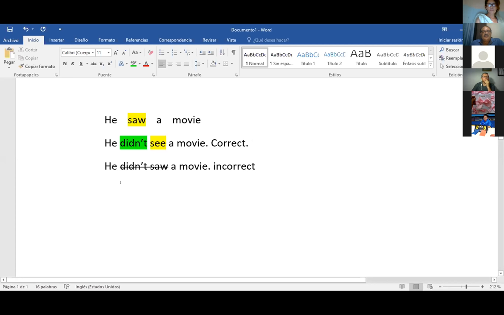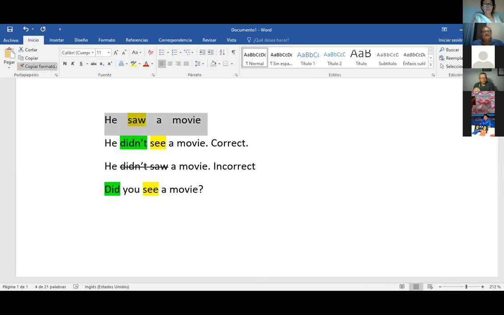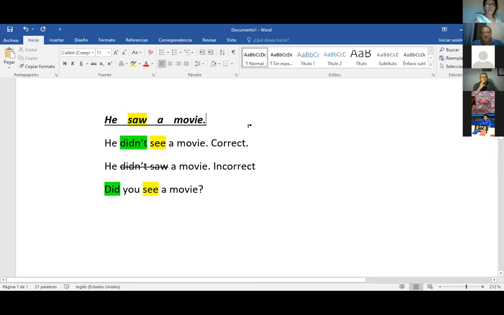When you use the auxiliary verb did, then we don't use the other one in past. Say, did you see a movie? Okay, the question. Did, and then you have the principal verb, okay, in the base form. Okay, only in the affirmative sentence we use the verb in past.